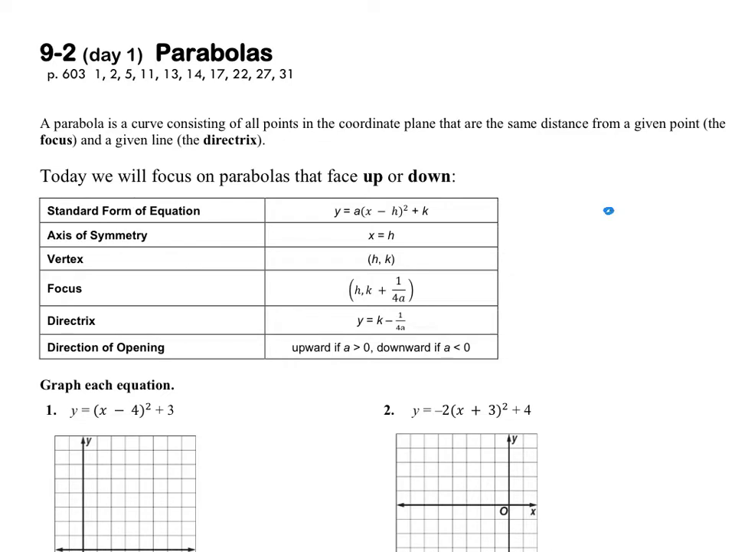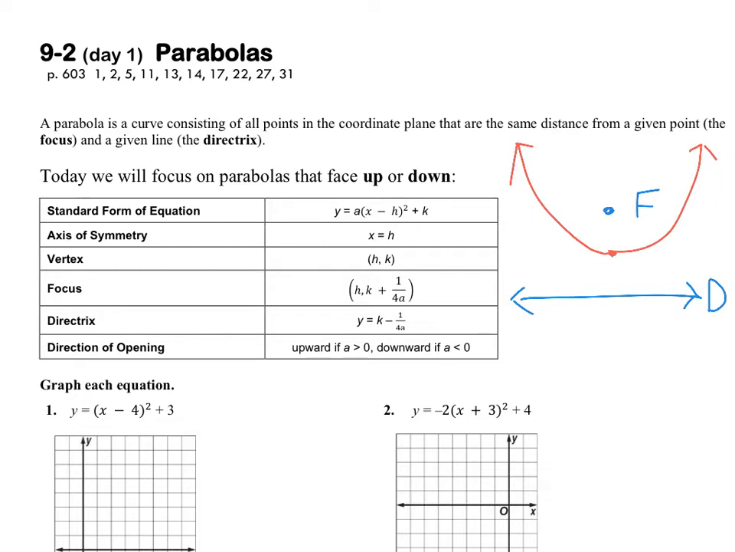So we have a point called the focus. We have a line called the directrix. And a parabola is every point that is the same distance from those two things. So it would look something like this.